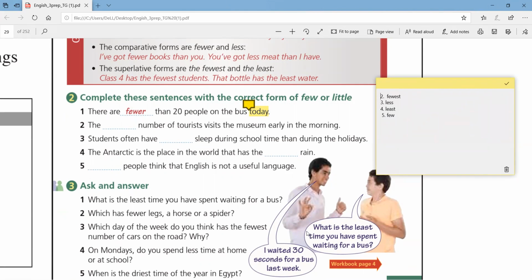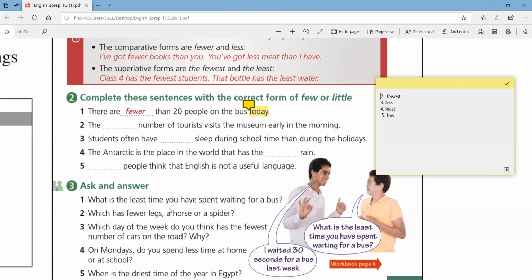Students often have less sleep during school time than during the holidays. The Antarctic is the place in the world that has the least rain. The least rain, uncountable noun. Few people think that English is not a useful language.